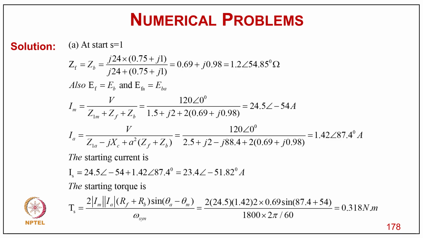Putting the value it comes 1.421 at the angle of 87.4 ampere, and the starting current I is equal to 24.5 at the angle of minus 54 plus 1.4 at 87.4. So it comes to 23.4 at the angle of minus 51.82 ampere. The starting torque is TS equal to 2I into (RF plus RB) sin (theta A minus theta m) upon omega s. The value comes 0.318 Newton meter.